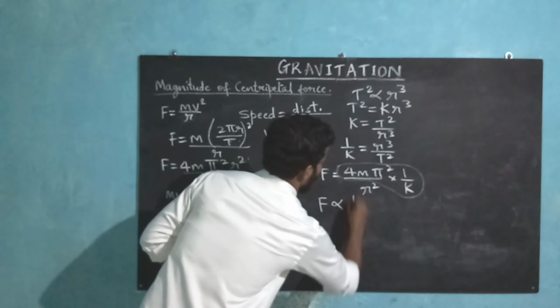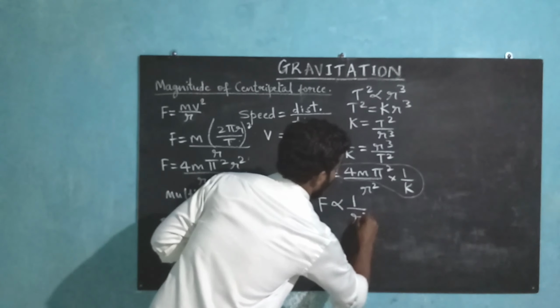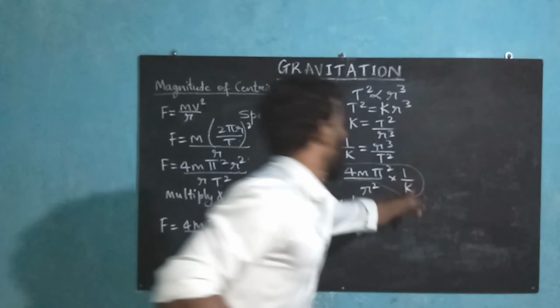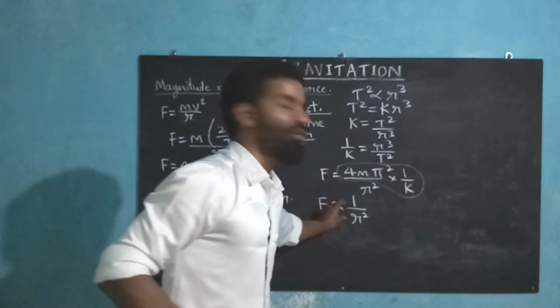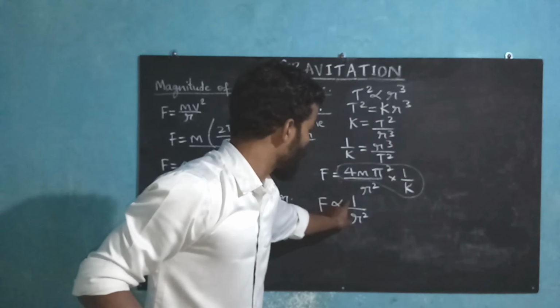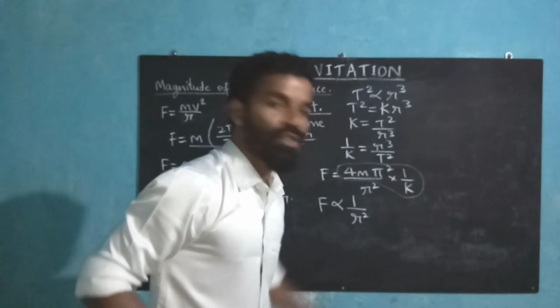F is proportional to 1 by r square. So this is all constant. Again you want to give the equality sign, then again you can replace the constant over here. So F is proportional to 1 by r square.